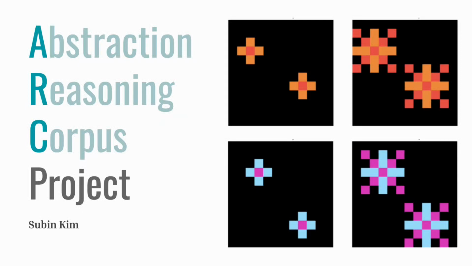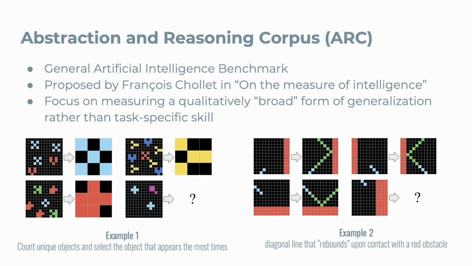Hello, my name is Subin Kim, and I will briefly explain what I was engaged in during the summer, which is the Abstraction Reasoning Corpus project. The key aim of the ARC is to measure the general intelligence of computers.